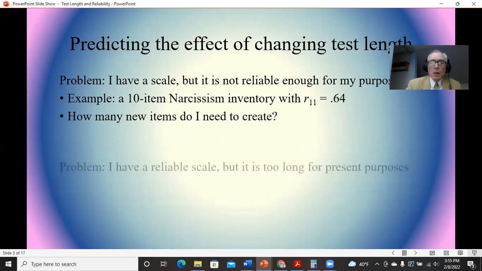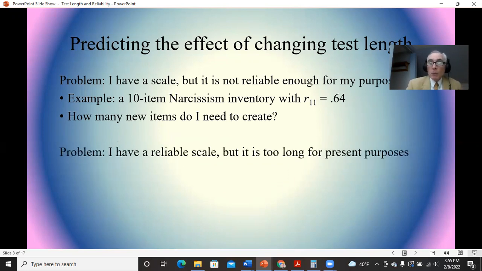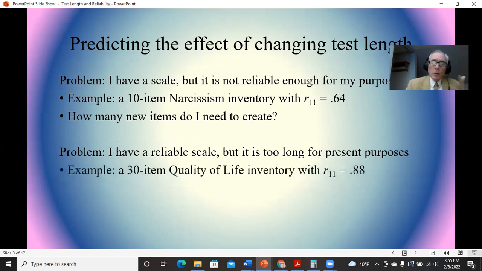That sort of question. The other problem, the converse problem really, is when you have a relatively reliable scale, one that is precise enough, you have no problems there, but it's now too long for what you want to do with it. So the hypothetical example I'll use here is, what if you had a 30-item quality of life inventory with excellent reliability, 0.88, and you've been using this in some studies, using moderate-sized samples, maybe of undergraduates, you can catch in the classroom.